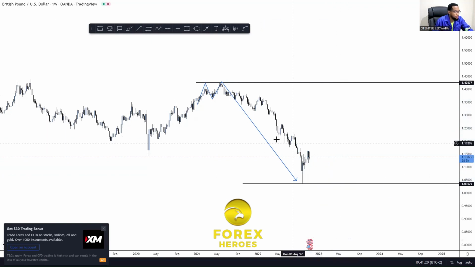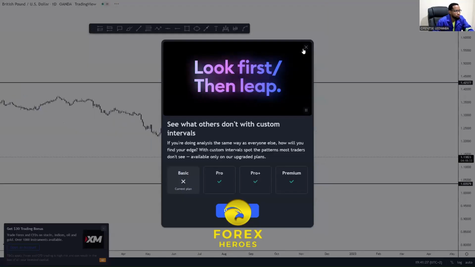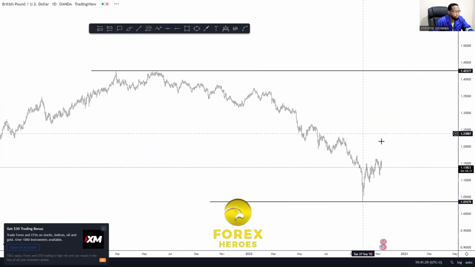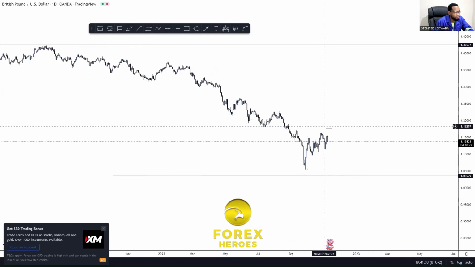So let's look at what is happening going down to the lower time frame, which is the daily. By me looking at this, I can see we are actually pushing up, but we are pushing up in a corrective manner. Look what is currently happening here.